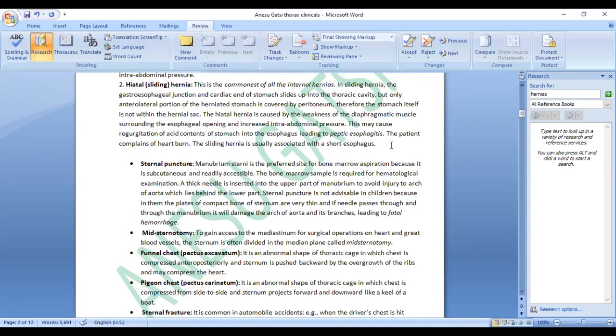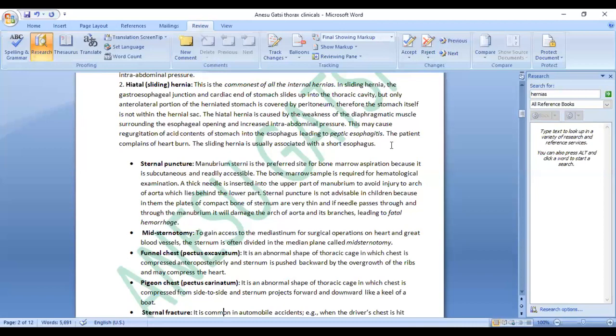Then you have what is known as median sternotomy. So median sternotomy is performed to gain access to the mediastinum for surgical operations on either the heart or the great blood vessels found within the thorax, and the sternum is often divided in the median plane, and this is what we call median sternotomy.